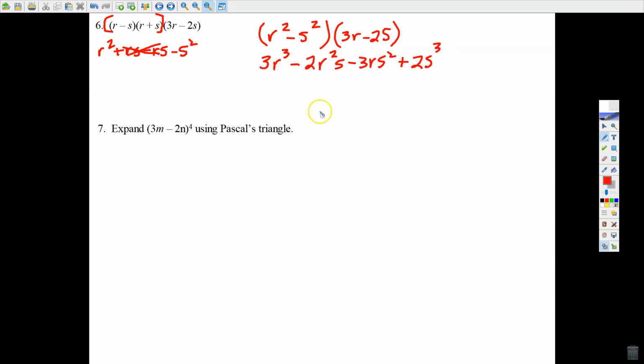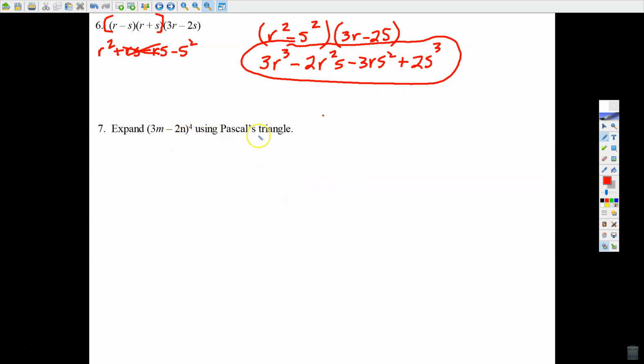Okay, and then I see if I have any like terms, and doesn't look like I do, because they have to have the same variable and the same exponent. So these all look different. So that ends up being my answer.